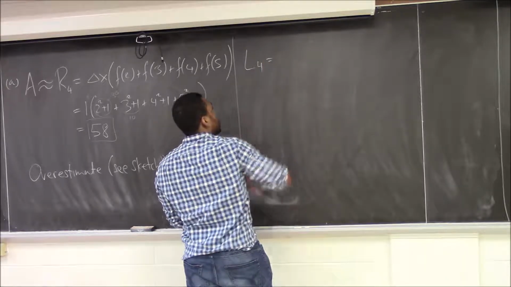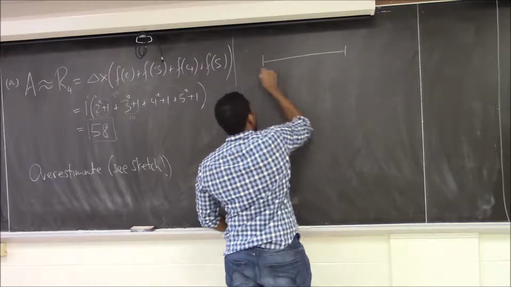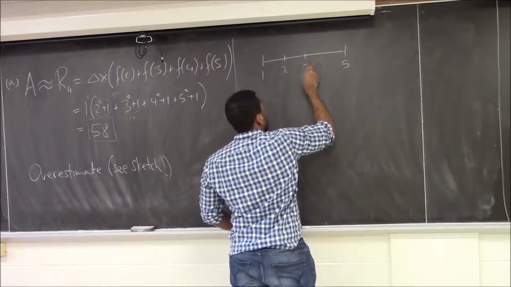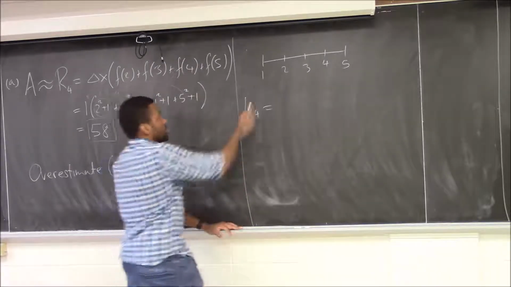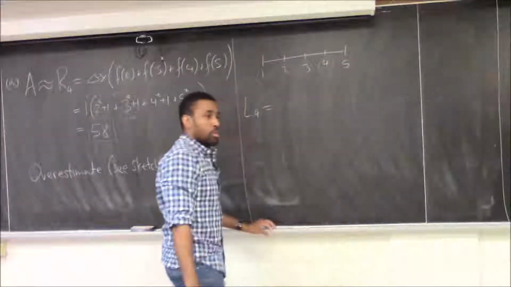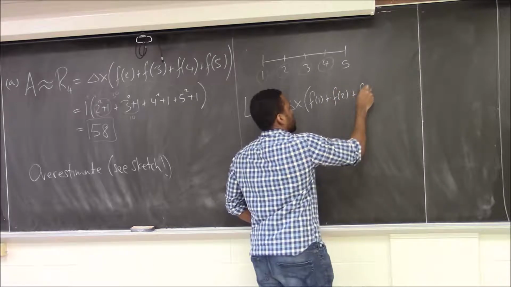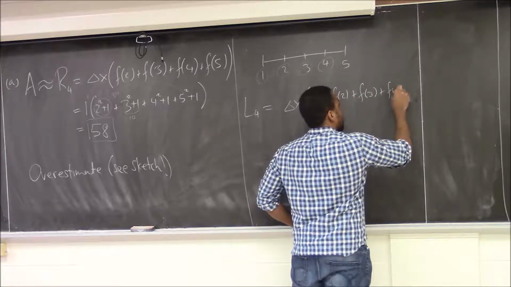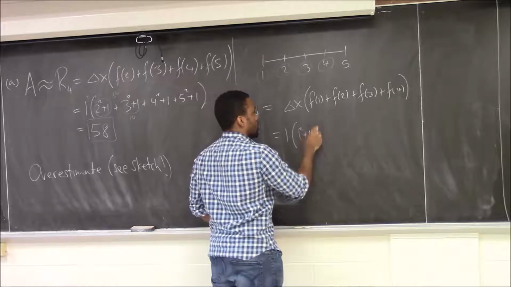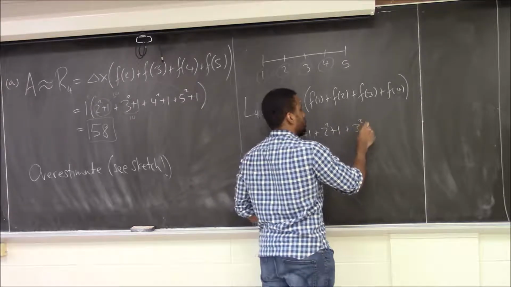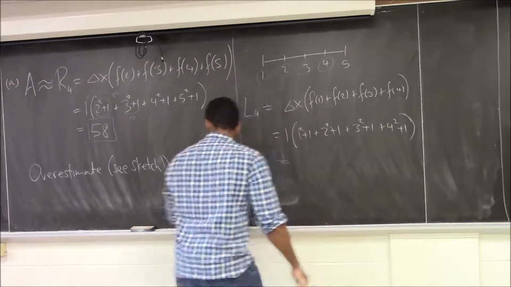Similarly, let's do L4. We still have that interval from 1 to 5, and we have 2, 3, 4. If we're doing L4, what are the guys that we care about? 1, 2, 3, and 4. These are the values I'm going to be plugging in. So this is delta x times f of 1 plus f of 2 plus f of 3 plus f of 4. We already found delta x, that's 1. This would be 1 squared plus 1 plus 2 squared plus 1 plus 3 squared plus 1 plus 4 squared plus 1. What's that?